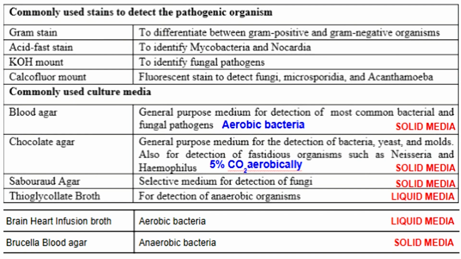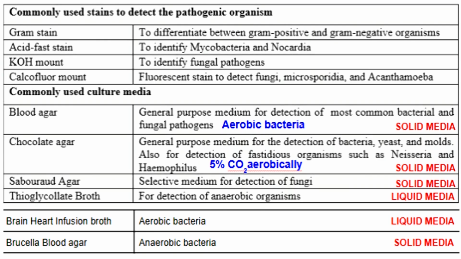So what are the routine microbiological tests that are done? The common stains used are gram stain to differentiate gram-positive and gram-negative organisms, acid-fast stain for mycobacteria and nocardia, KOH mount for fungal pathogens, calcofluor mount, a fluorescent stain for fungi, microsporidia and acanthamoeba.